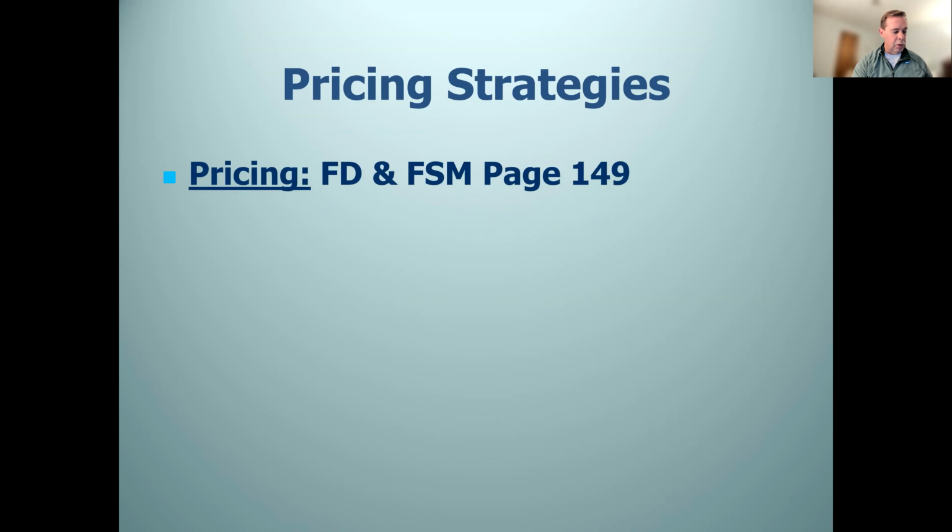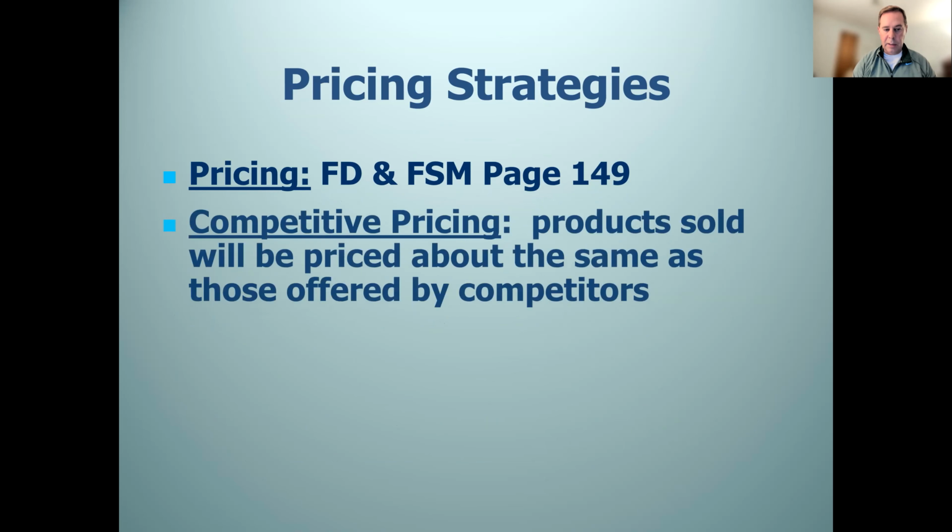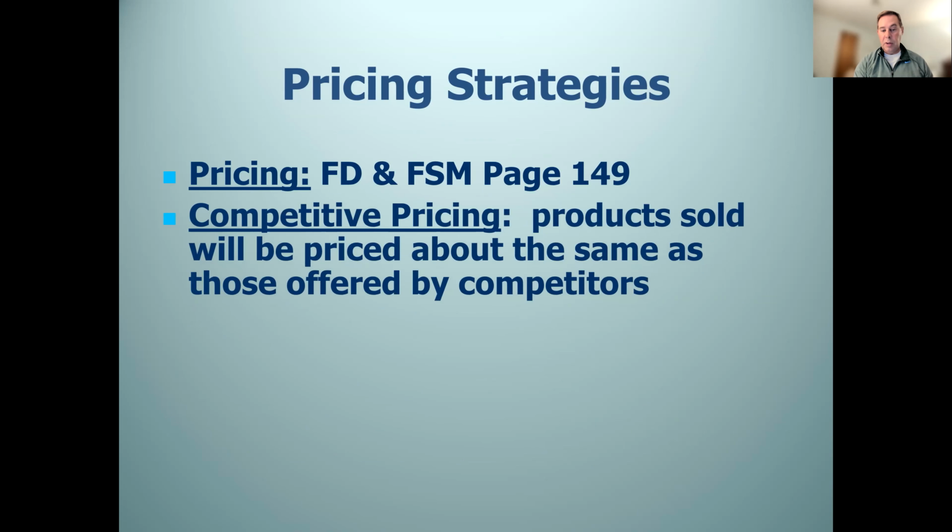Now we'll move on to pricing strategies, and this is kind of a combination between pricing determination and the actual price quotation. And what types of general philosophies are used by different funeral home owners and so forth. So this can be found on page 149 in the Clicker book. The first of which is competitive pricing. So products that are sold will be priced about the same as those that are offered by your competitors, maybe with a little bit of difference, but for the most part, it's going to be fairly consistent.